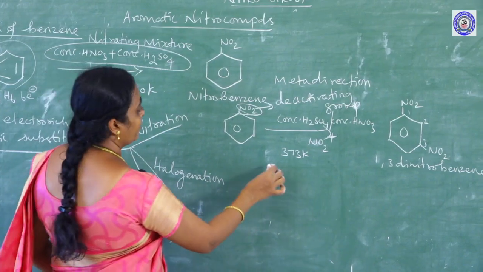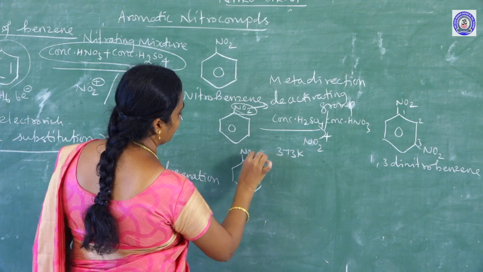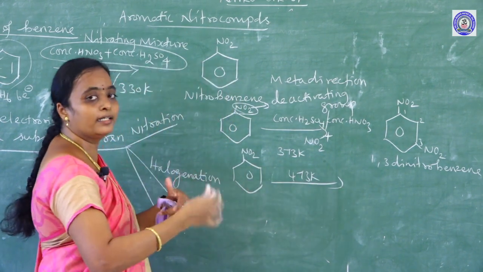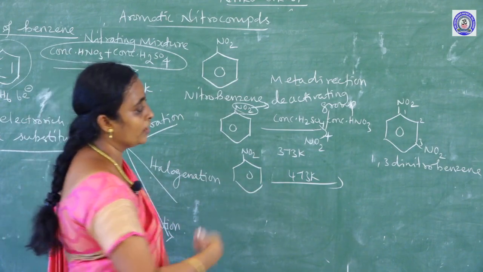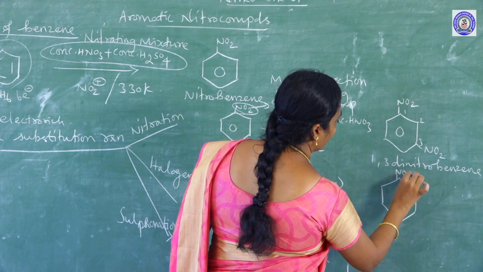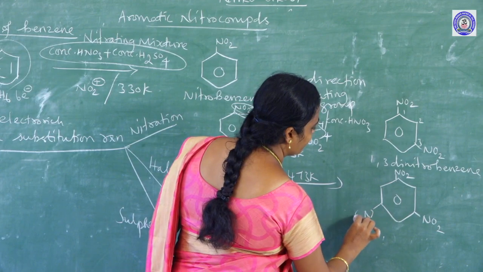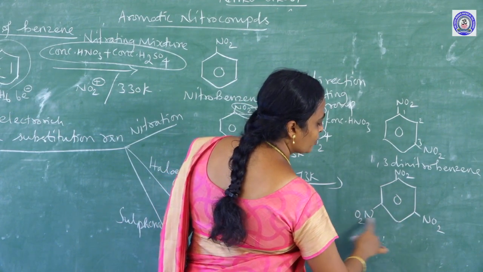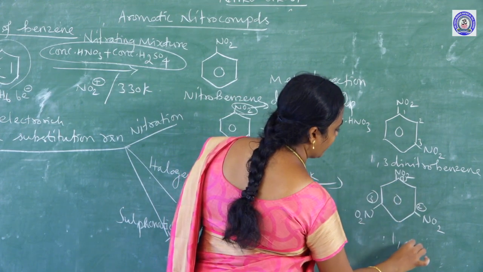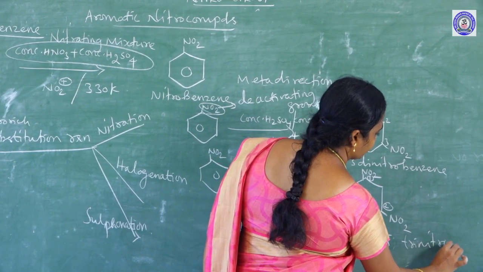In the same way, if I take the same nitrobenzene as the reactant and raise the temperature by 100 Kelvin extra, you will get some other product. The product has NO2 at the first position, third position and fifth position. Those 2 meta positions are occupied by nitro groups. The name is 1, 3, 5-trinitrobenzene.